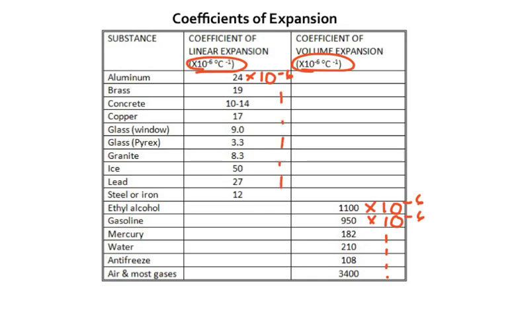That's because the change in length is so very small compared to the original length, and it's just easier to put times 10 to the minus 6 at the head of the table rather than to write it out every single time.